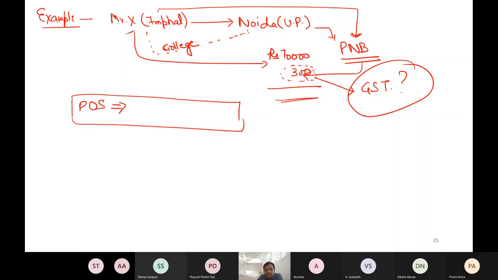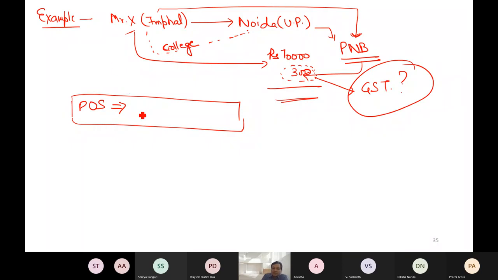Do you know this point, that when you go and request a DD, you can write any address? The bank doesn't verify that address. Do you know this? No, sir. Okay, so you can write any address. So in the records of PNB, there is no address of Mr. X. Clear? And that is why the location of the supplier becomes the answer.